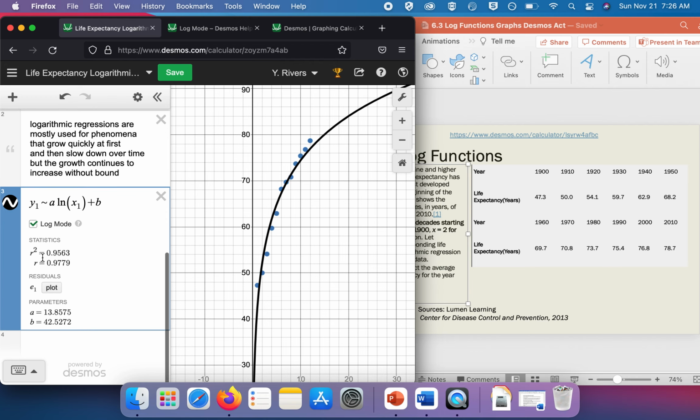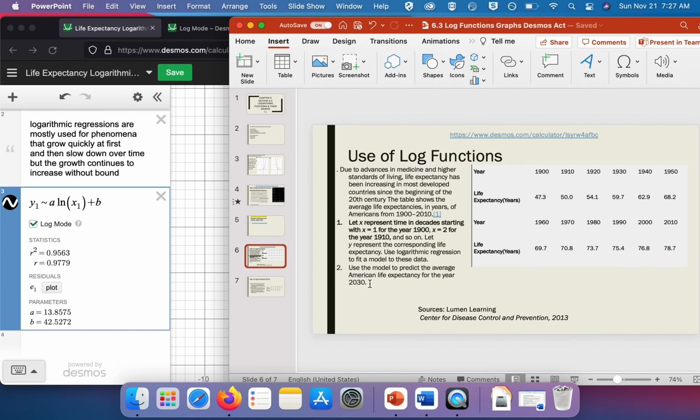And then what this is telling me is how strong the correlation is. It looks like it's a pretty strong correlation. That's not a causation, right? It just means that the two variables, year and life expectancy, are related. And then what's really cool is they even tell me what the model is going to be. Here the A and B values are the things that I can now substitute into this model to predict life expectancy for, let's say, 2030.